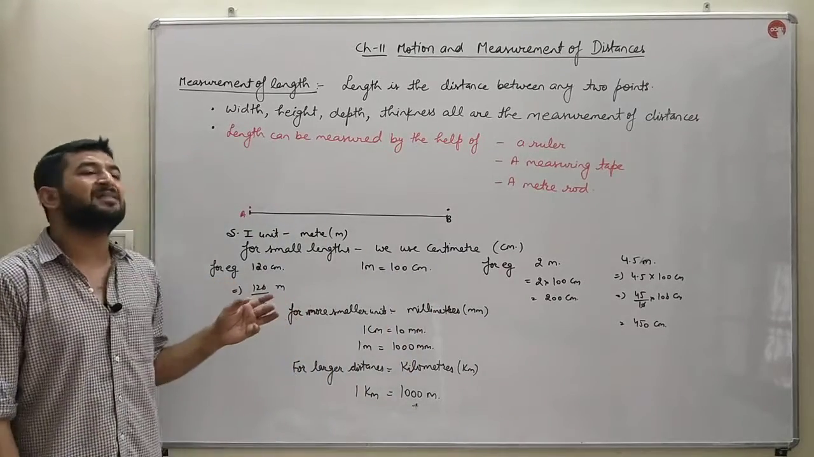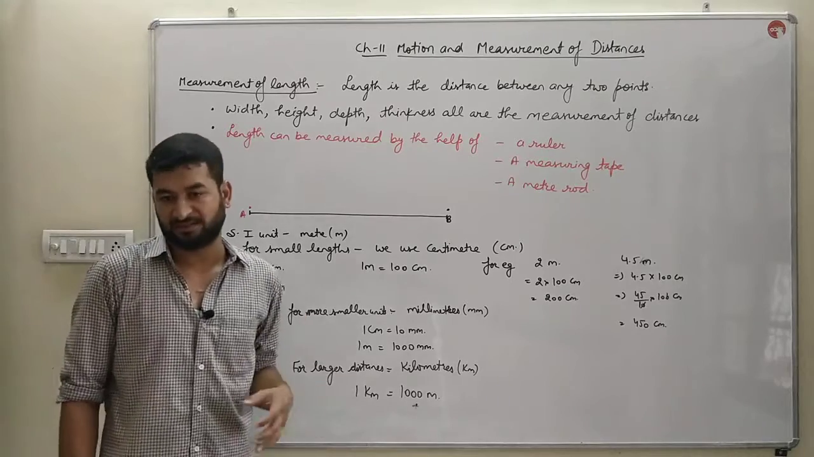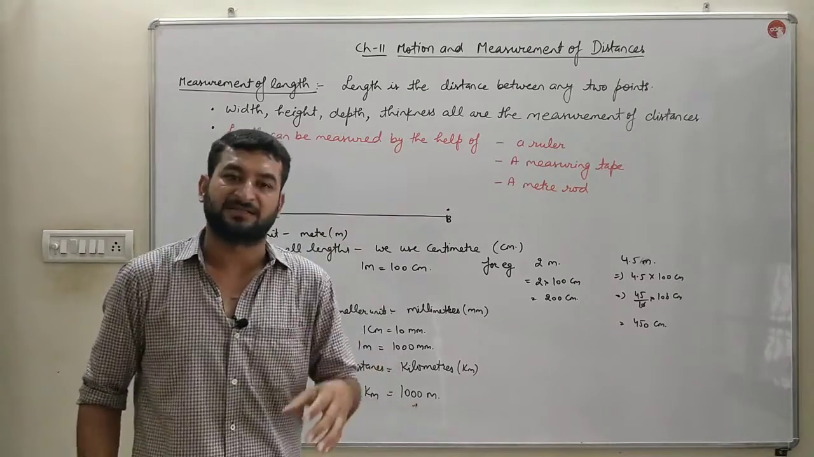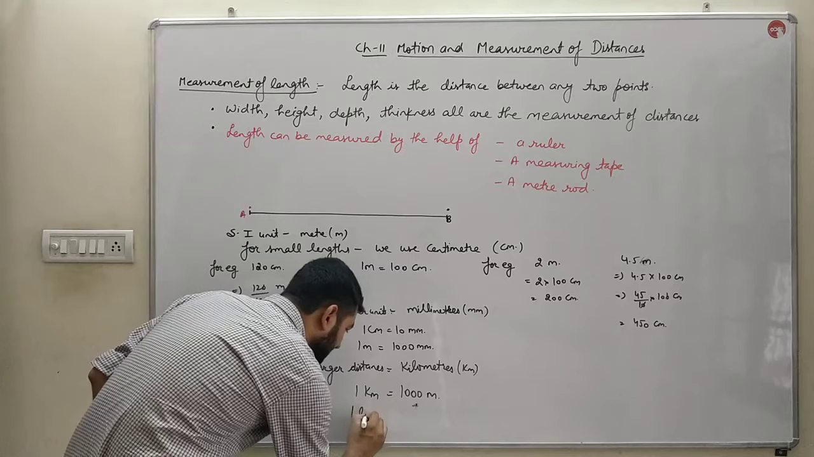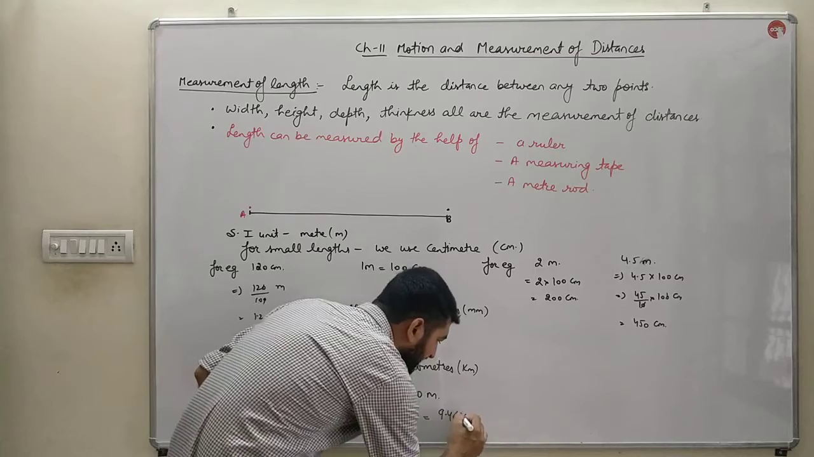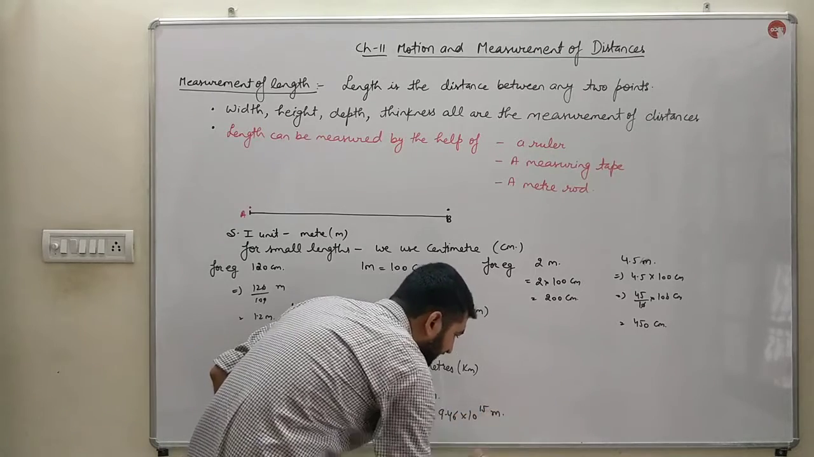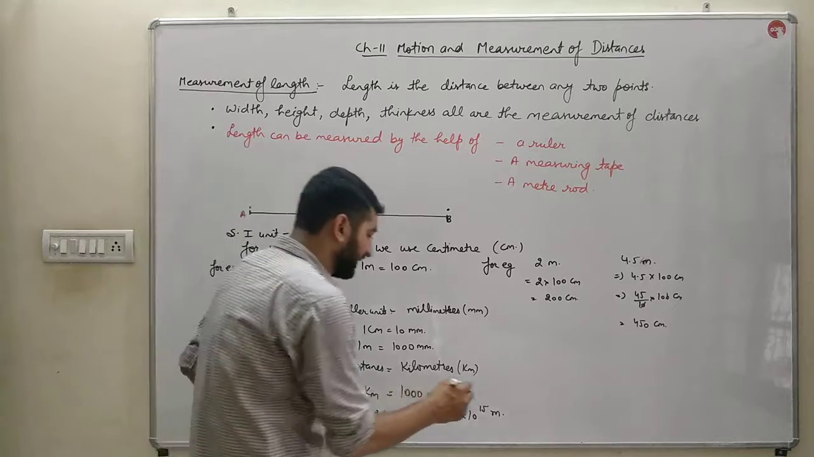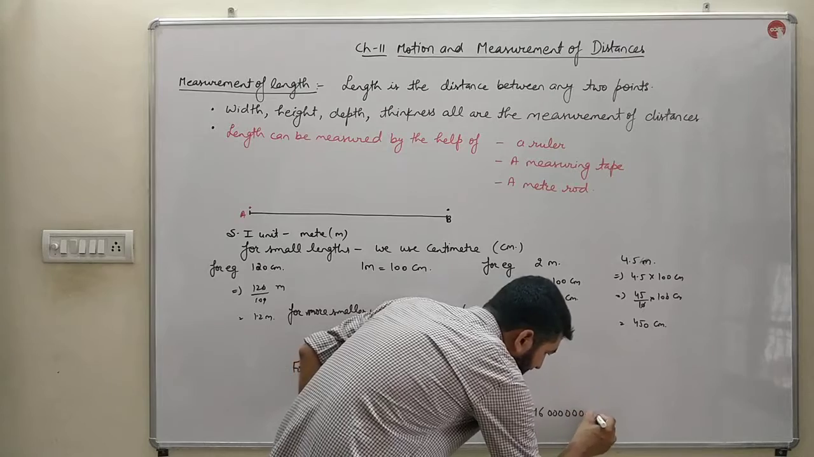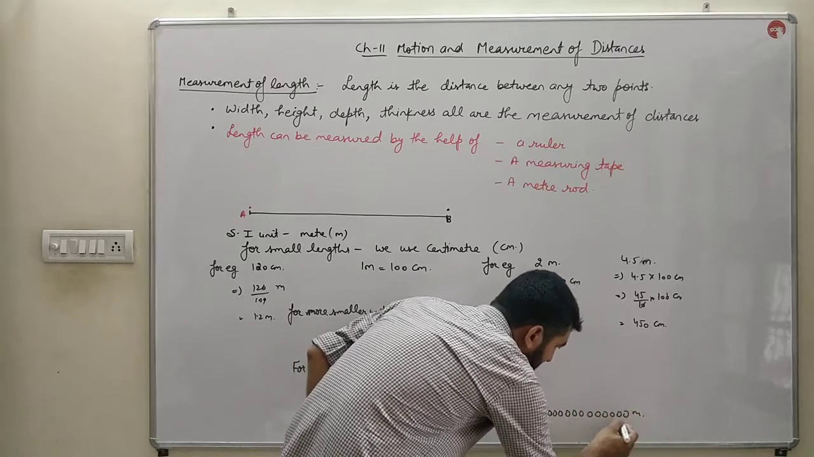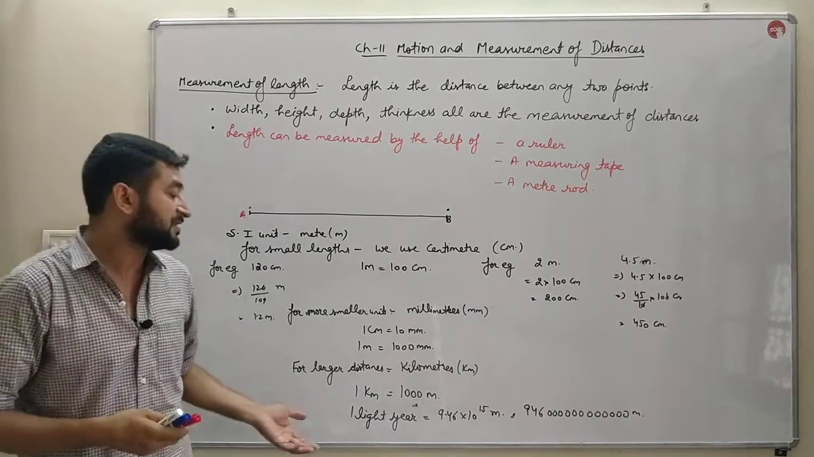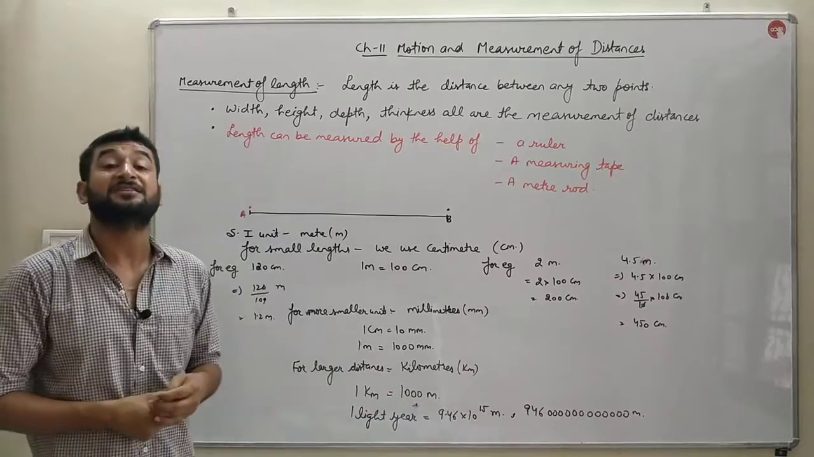The very or extremely large distances are measured in light years. One light year is equal to 9.46 × 10^15 meters. You can write it as 946 and then 12 zeros, that many meters. So this is the length, that is light years.